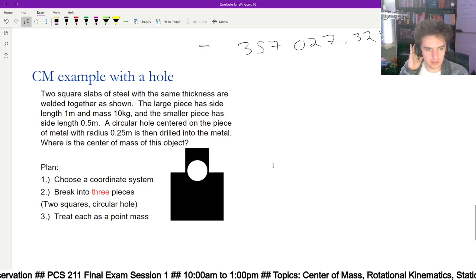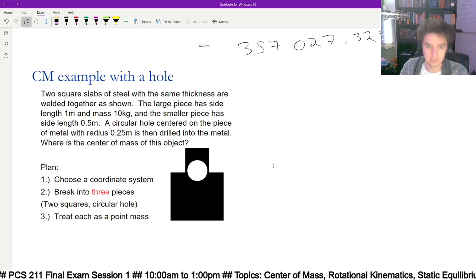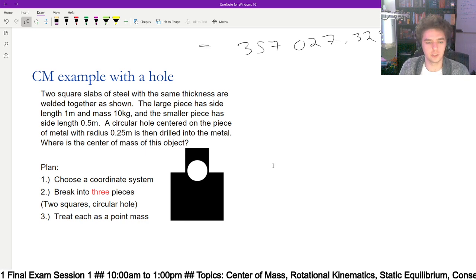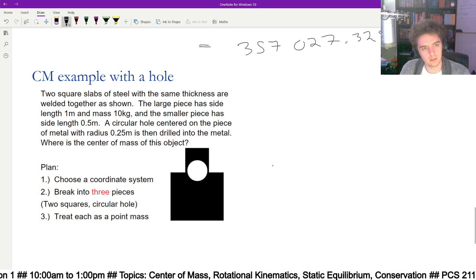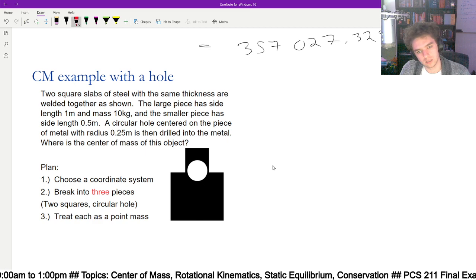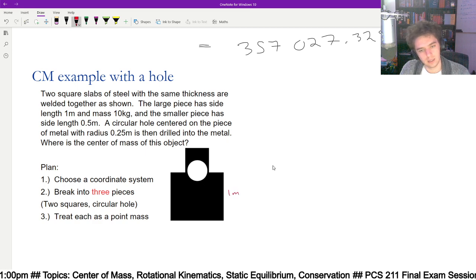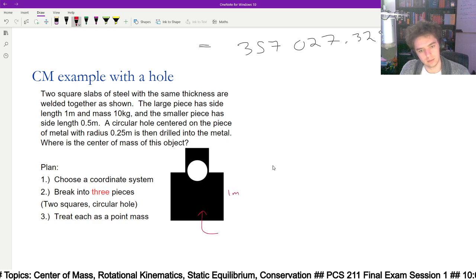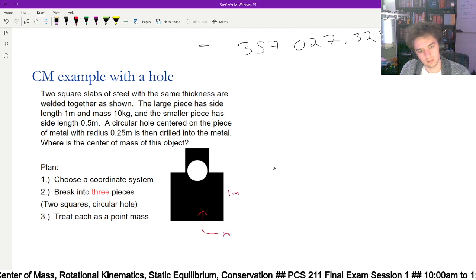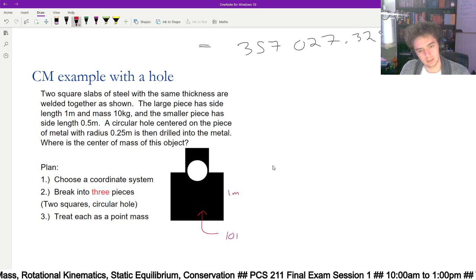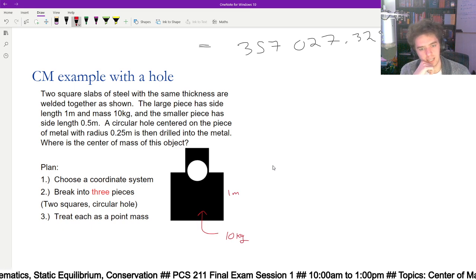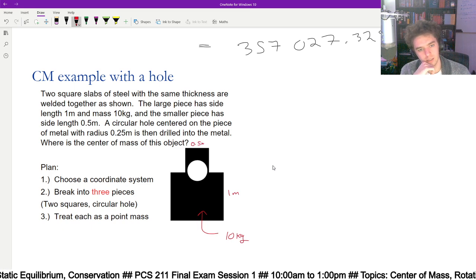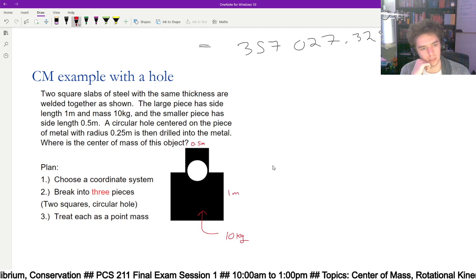So two square slabs of steel with the same thickness are welded together as shown. The large piece has side length of 1 and a mass of 10. So I'll put that on the picture. So this has a side length of 1 meter, and I'll say 10 kilograms. Okay. The smaller piece has a side length of 0.5 meters, and you don't know the mass of it.